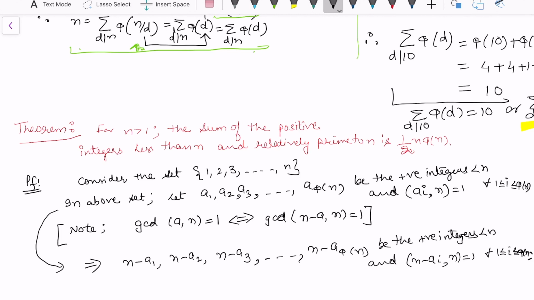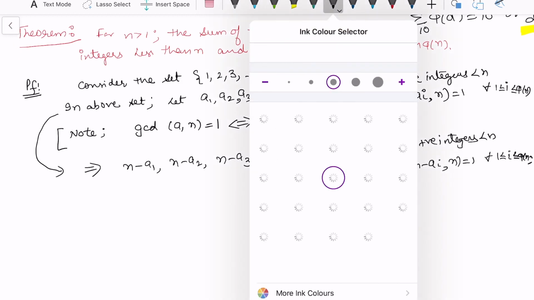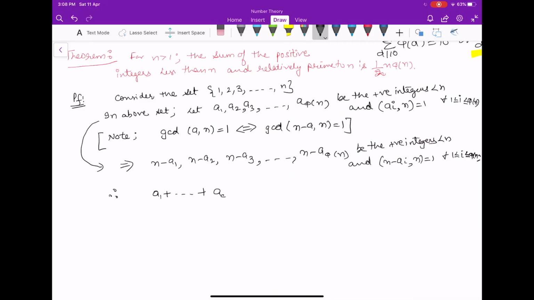So this is nothing but these two sets are actually the same set written in a different order. So we may say now we can simply add the sets. These are the same numbers written in a different order. So we simply sum them, and from here you see how many times n is repeating.